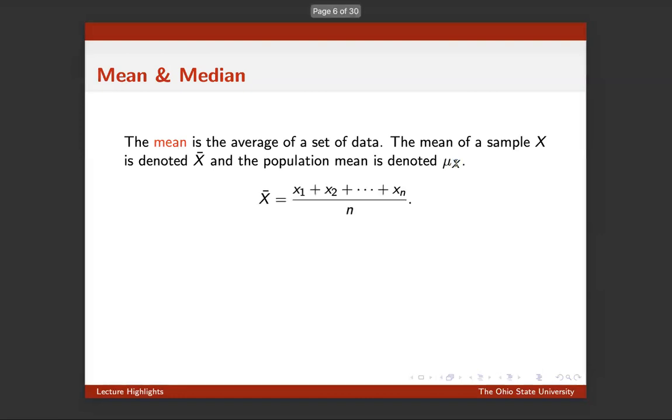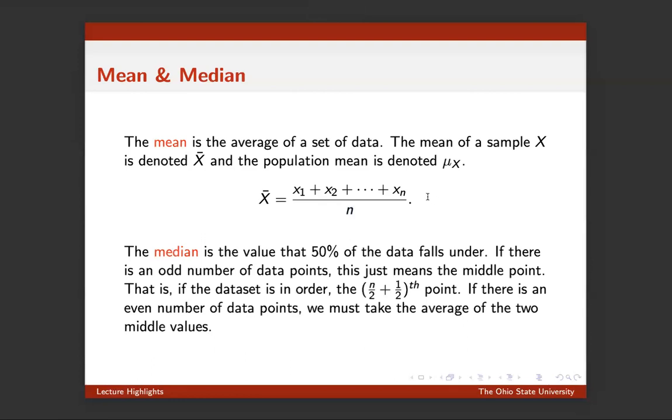So this is the sample mean calculation. It's just the arithmetic mean of each data point up to the nth data point, all over the n number of data points. We only really are asked to find the sample mean of a data set because this mu sub x is difficult to find.